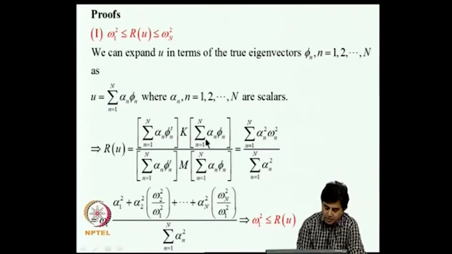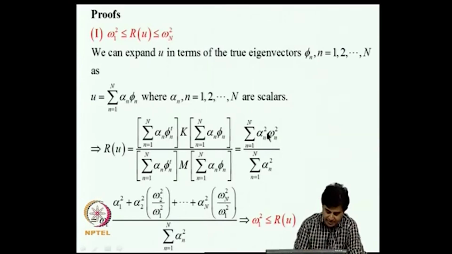Now, since phi n's are true mode shapes, they are orthogonal with respect to k and m, and they are mass normalized. If you expand this out, it will become a double summation, but all the cross terms will go to 0 and I will be left with this in the denominator. Similarly, in the numerator the diagonal terms will have omega n square multiplying alpha n square. So, this will be the Rayleigh's quotient in terms of the unknown true natural frequencies and these unknown alpha n's.